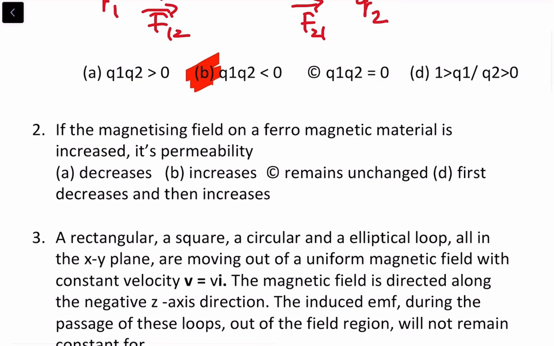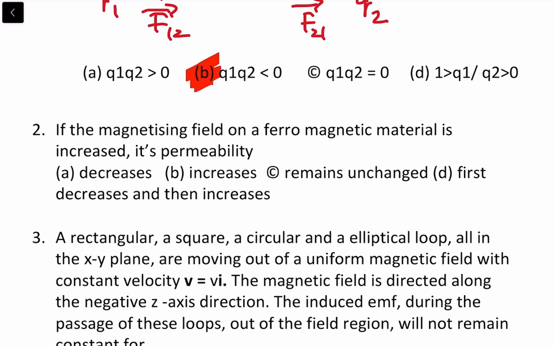The second question goes like this. If the magnetizing field on a ferromagnetic material is increased, its permeability, option A, decreases, increases, remains unchanged, first decreases and then increases. Now I am giving you the explanation. As the magnetic field increases, the relative permeability increases and it reaches a maximum and then it decreases.